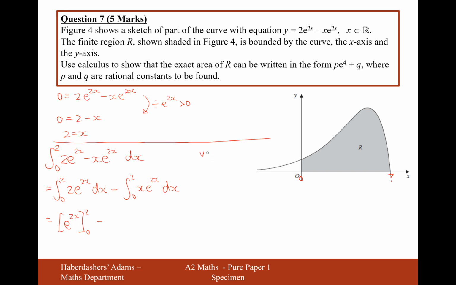Now for the next part, we need to use integration by parts. So what we're going to do then is we're going to set u and dv by dx. With one part of the expression, we're going to differentiate it. So I'm going to suggest we take the x part and we differentiate that part, and we integrate the e to the 2x part. So v is going to equal 1/2 e to the 2x, and then du by dx is going to equal 1.